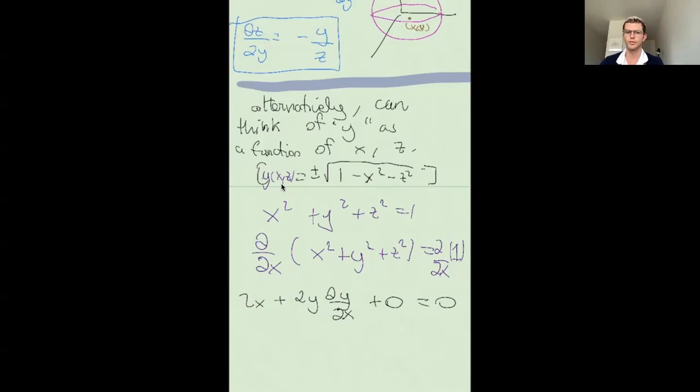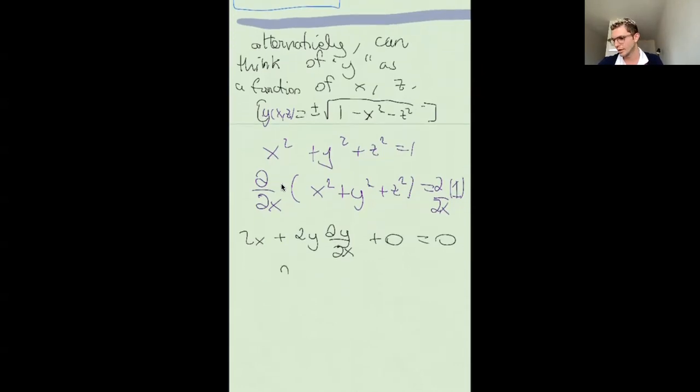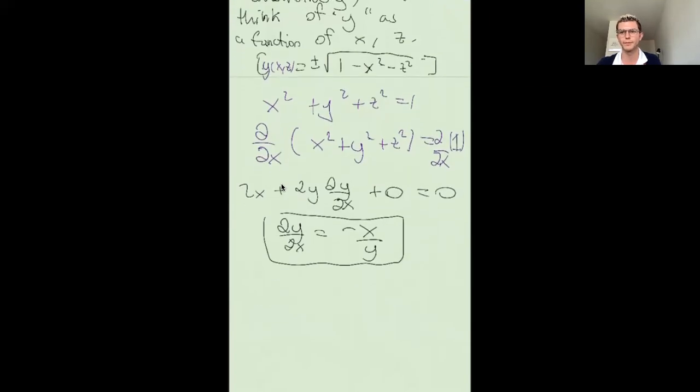And so here, this is more similar to the Calc 1 problem, where you would say that the partial of y with respect to x is minus x over y. Okay. So it all depends on which variables you think of as being dependent and which ones as independent. Is that okay?